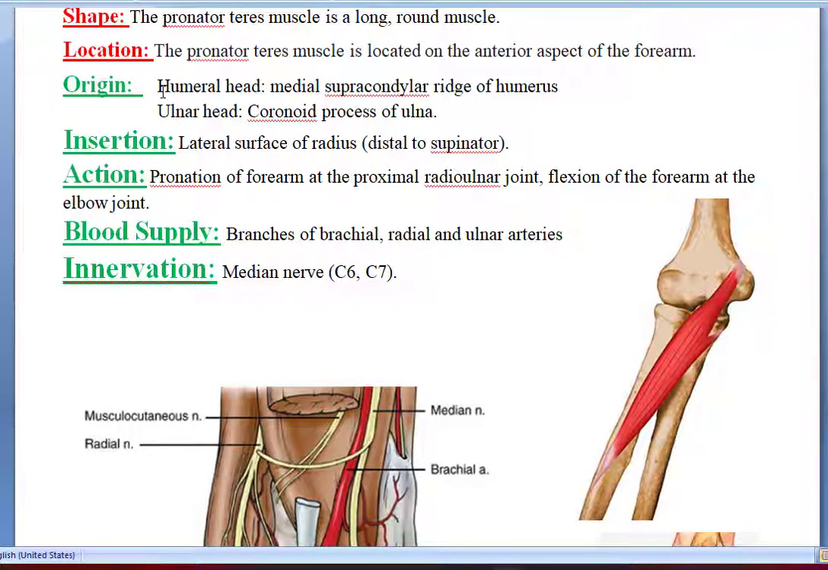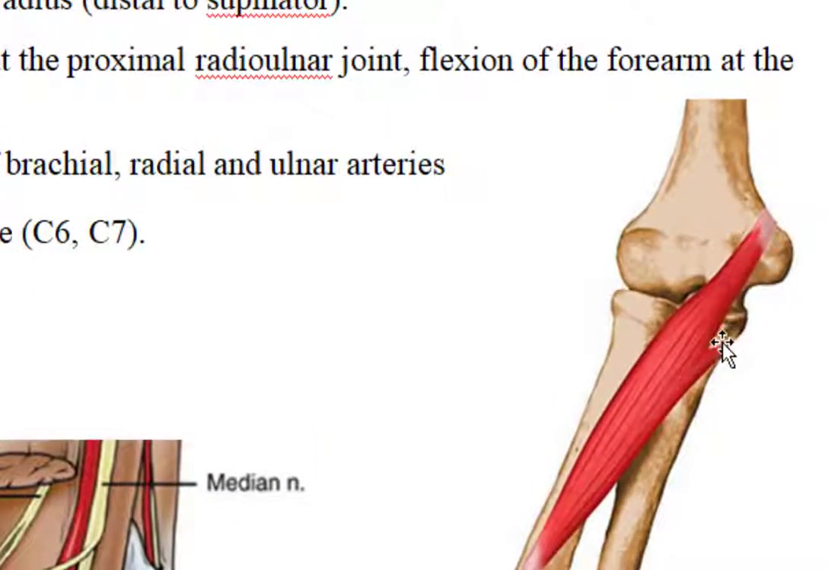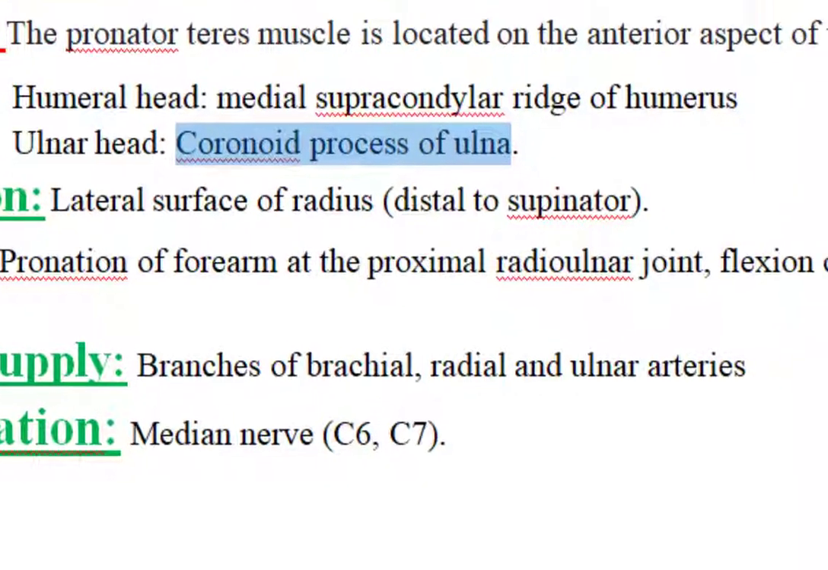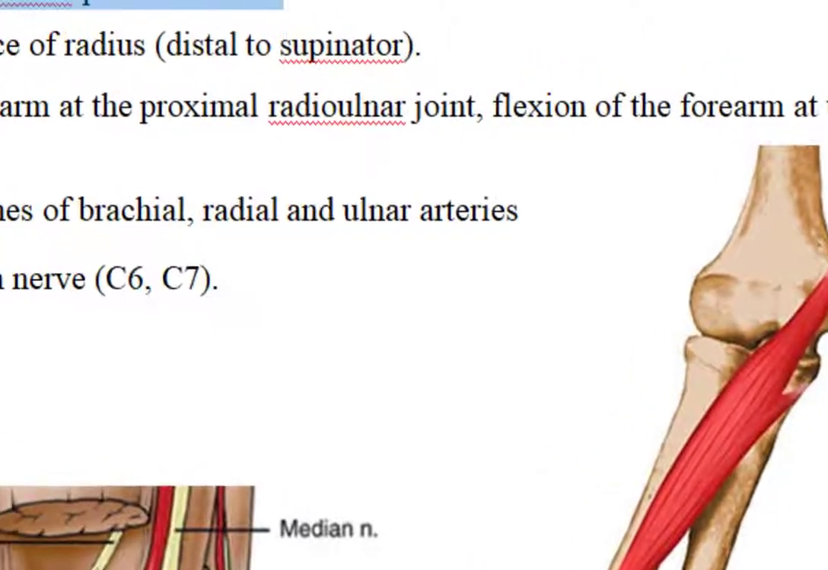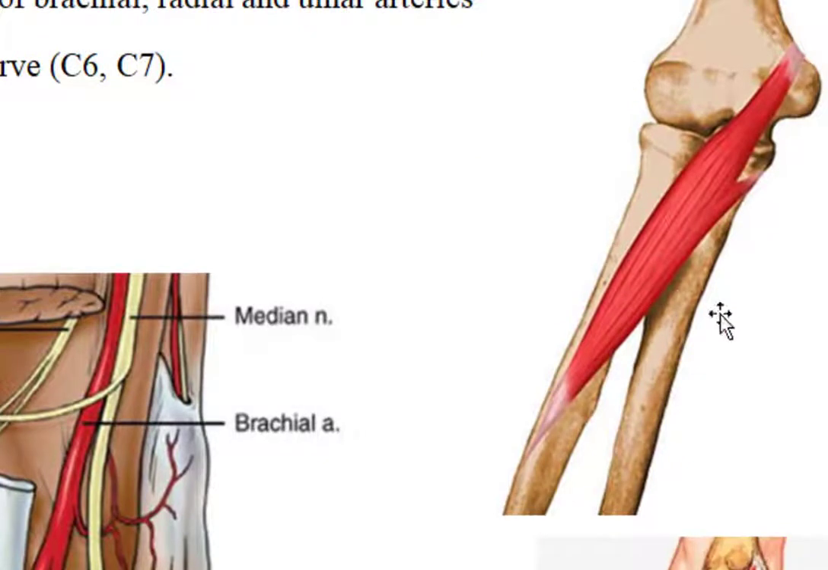From where does it get its origin? It has two heads, as you can see clearly in this image: a long head and a short head, the humeral head and the ulnar head. The humeral head takes its origin from the medial supracondylar ridge of the humerus, and the ulnar head from the coronoid process of the ulna. What is its insertion? It inserts into the lateral surface of the radius, distal to the supinator muscle. So it inserts into the lateral surface of the radius bone.